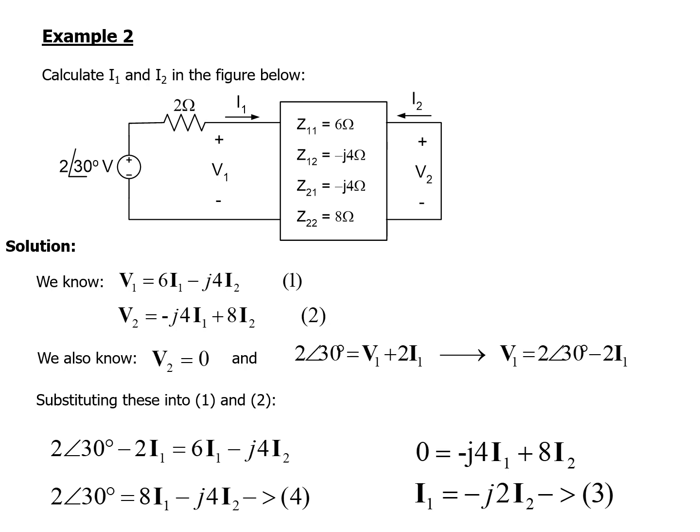We'll put equation 1 into equation 2. We will have 2 angle 30 degrees minus 2I1 equals 6I1 minus j4I2. This is actually the V1 equation. If we arrange the terms, 2 angle 30 degrees is equal to 8I1 minus j4I2. That is a new equation. And we look at equation number 2. We know that V2 is equal to 0, so 0 equals minus j4I1 plus 8I2. Then we will have I1 equal to minus j2I2.